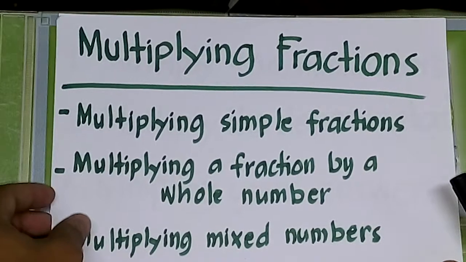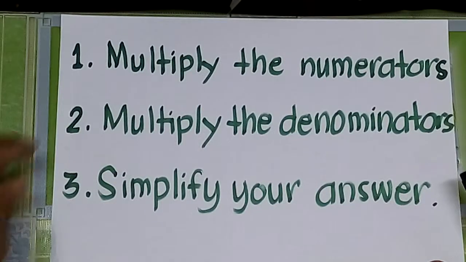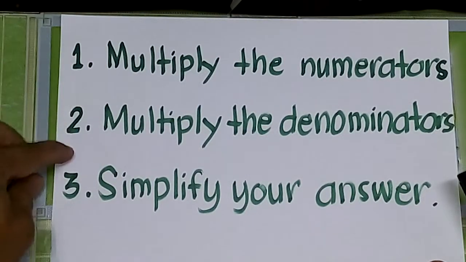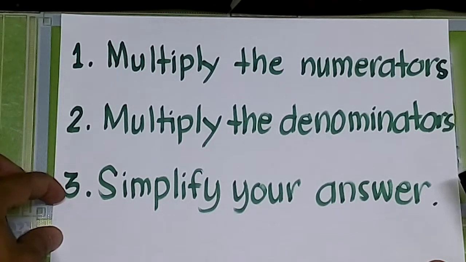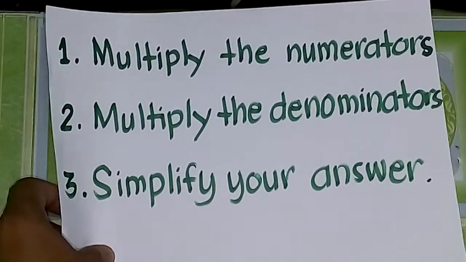In multiplying fractions, we have three basic steps. First one is to multiply the numerators. Second, multiply the denominators. Third, simplify your answer. So let's have an example.